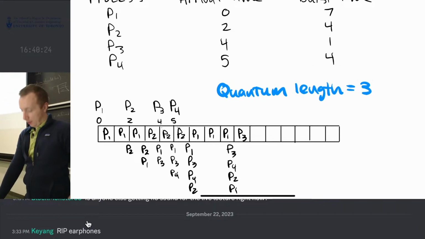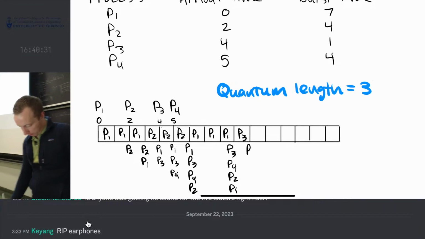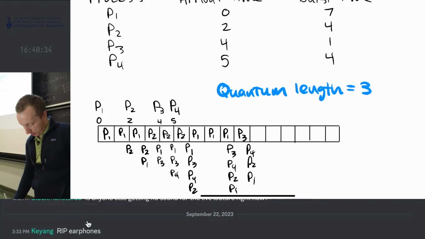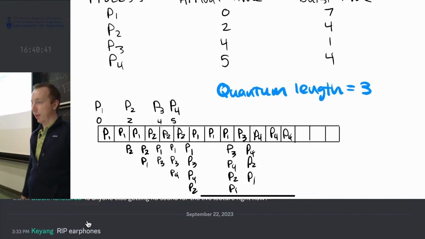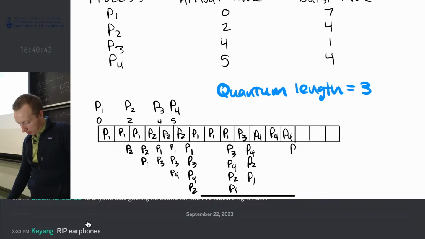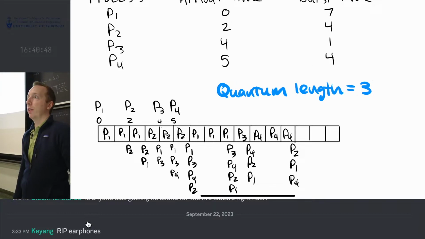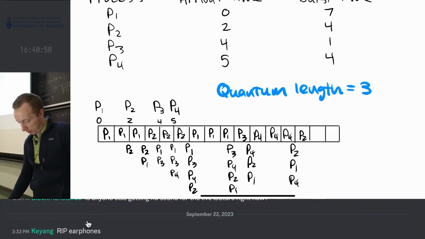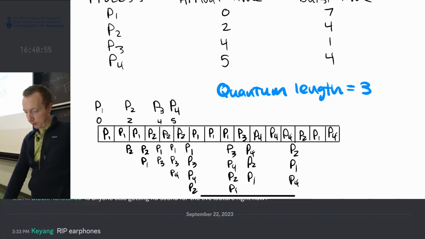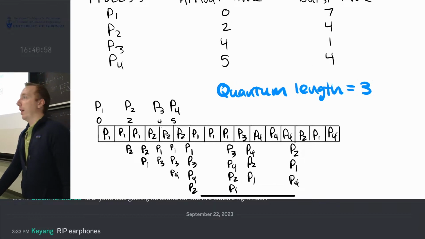Okay, so P3 is done at that point. The next processes in the queue would be P4, P2, P1. So I would schedule P4 for 3 time units because it's my quantum length. And then at this point, my queue would be P2, P1, P4, and they all have 1 time unit remaining. So it would just be P2, then switch to P1, then switch to P4. So, any questions about that?